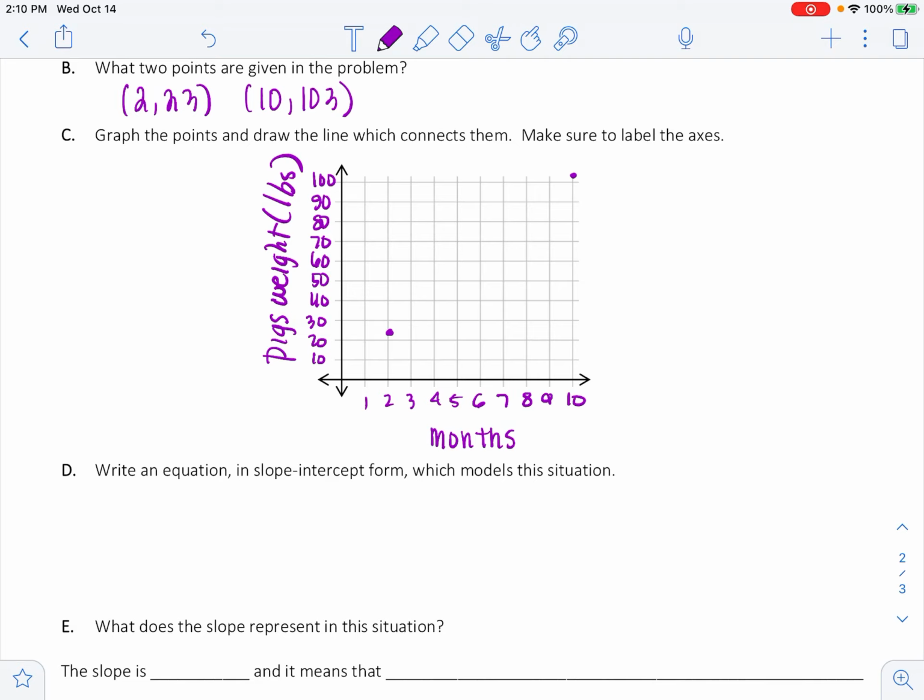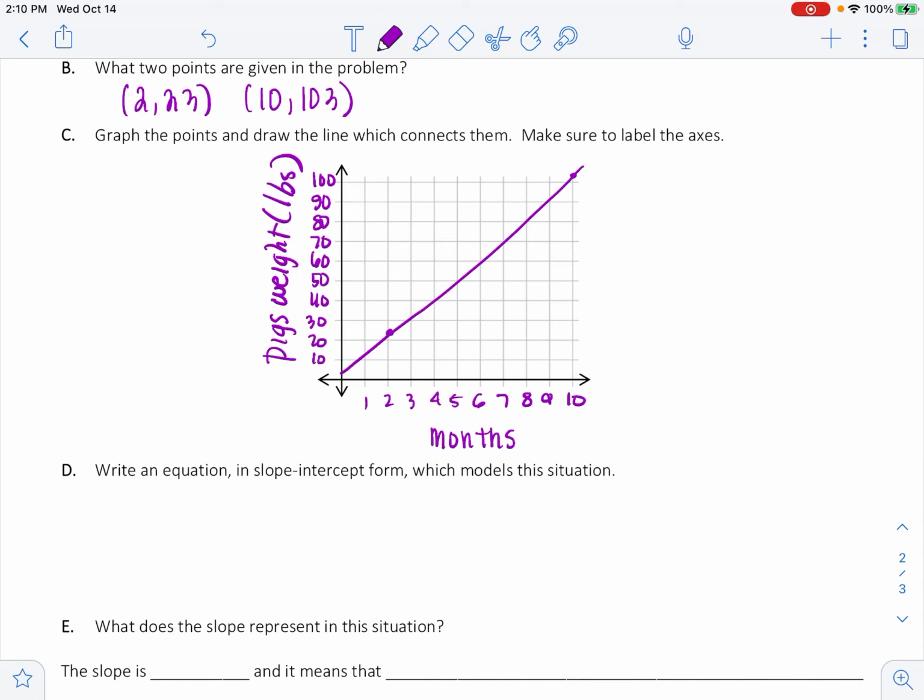I'm going to connect these points because the pig weighed all weights between 23 and 103 pounds. And it weighed less than 23 pounds because she has the point 2, 23. They didn't tell us what it weighed after 1 month or when the piglet was born, right? So I'm going to connect these points. I'm going to go this way. Here we go.